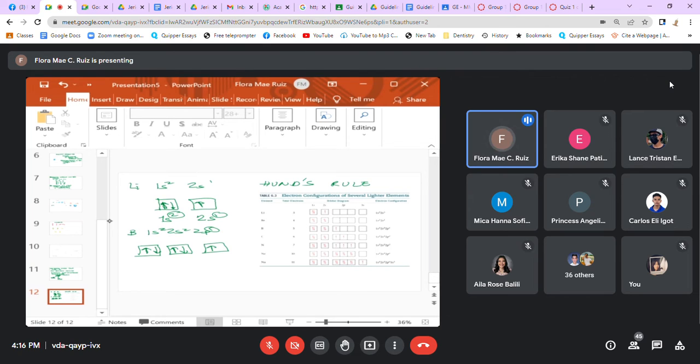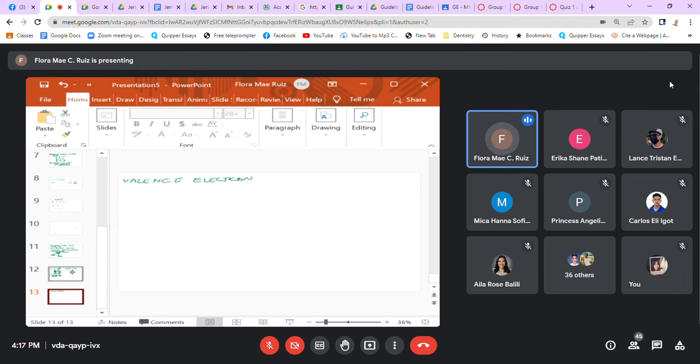Elements in the same group of the periodic table have the same number of electrons in the outermost shell. These outermost shell electrons are what we call your valence electrons. For example, in lithium, 1s2, 2s1, the 2s1 electron is your valence electron. The filled inner shell electrons are what you call your core electrons, including your completely filled d or f sublevels.